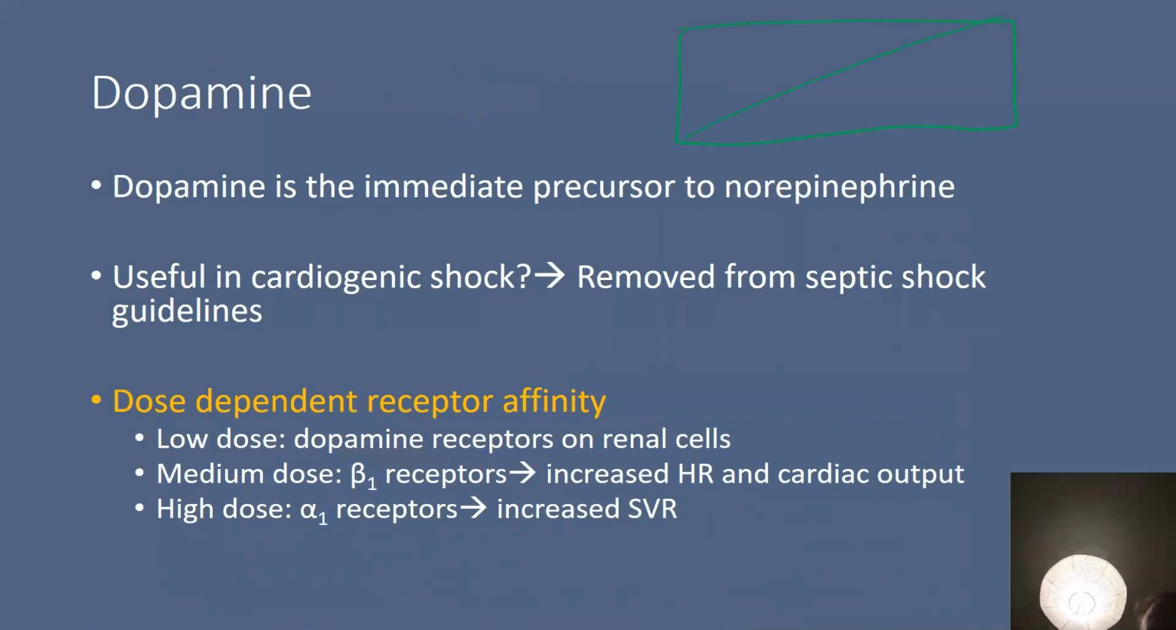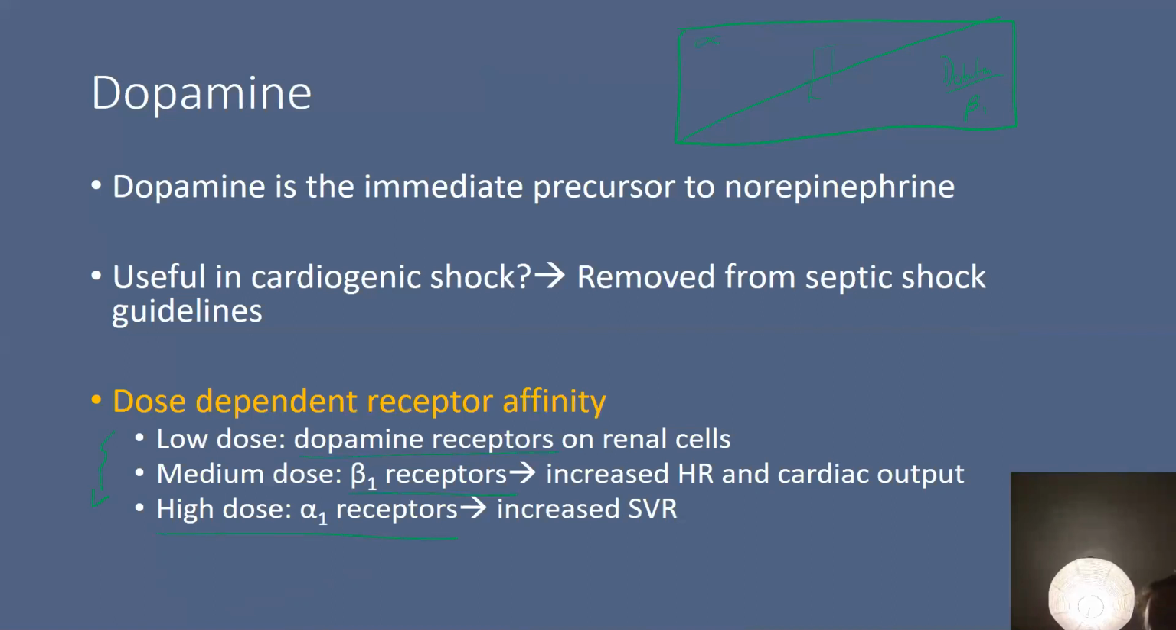We have dopamine and dobutamine. This is alpha and this is beta activity. So dobutamine is pure beta 1, and dopamine sort of spans the two. The thing about dopamine, I like to say it's dopey because it doesn't know what it's doing. It changes its receptor response based on dose. So low dose, it hits the dopamine receptors. Medium dose, you get beta 1 receptors. And then high dose is alpha 1 receptors.